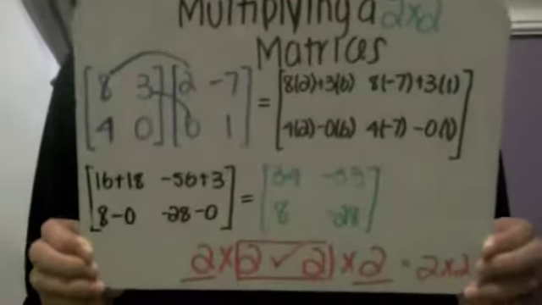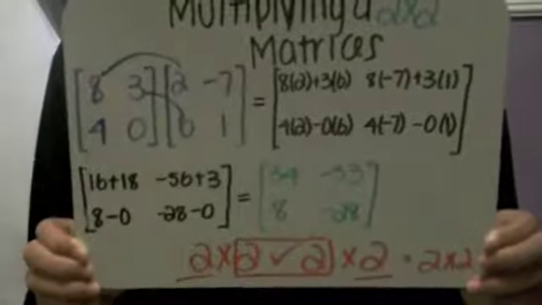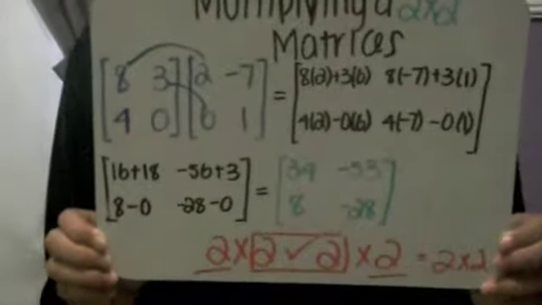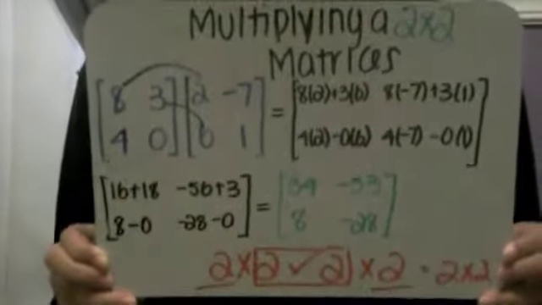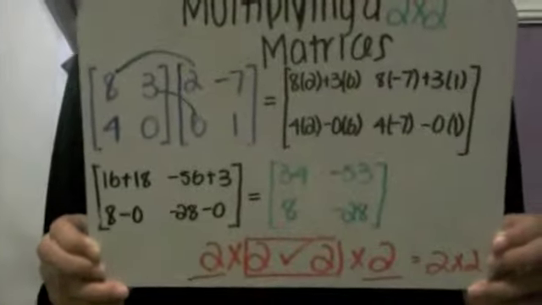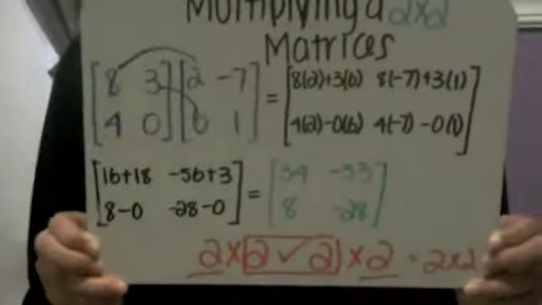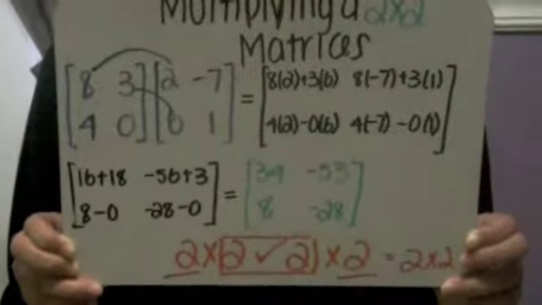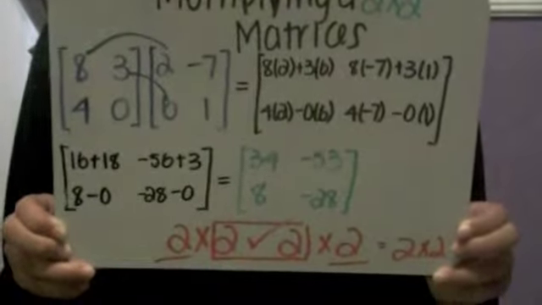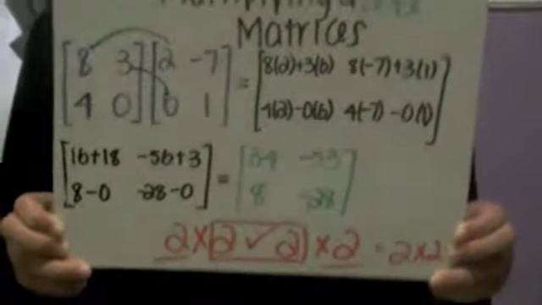When you simplify these answers, you will get a final matrix. Obviously a 2 by 2 because you're multiplying 2 by 2 with a 2 by 2. 16 plus 18 equals 34. Negative 56 plus 3 equals negative 53. 8 plus 0 is obviously 8. And negative 28 plus 0 equals negative 28. This is how you multiply a 2 by 2 matrix.